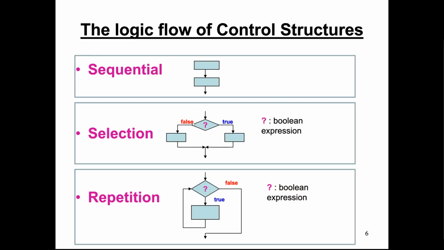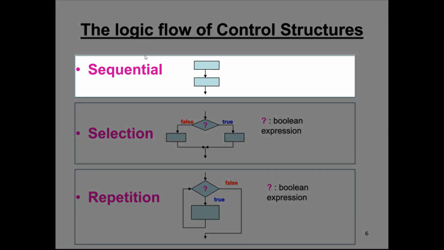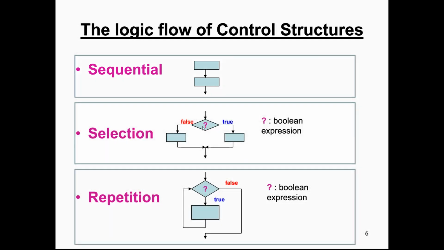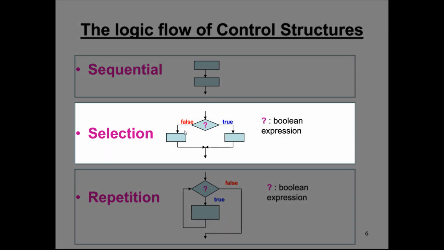So these are the three types of control structure. In sequential control structure, you don't have any condition. In your program, you just execute one statement after another. But in selection control structure, we can have branches, and you're going to need a condition, which is the statement in the diamond shape. In the condition, what we put is a Boolean expression that we will learn later.